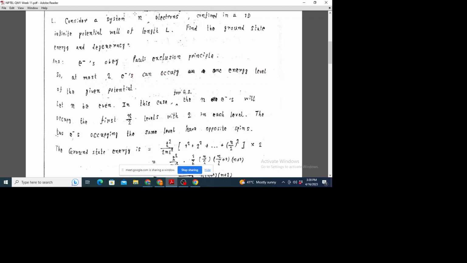We do not know about the status of n. So whether n is even or n is odd, we do not know that. So let us examine each case. Let us first examine the case when n is even. Since n is even and at most two electrons can occupy one energy level, that means in the ground state the n electrons will occupy the first n by 2 energy levels with 2 electrons in each level, right? As you can understand, that will definitely minimize the energy. That is the only possible configuration that will minimize the energy.